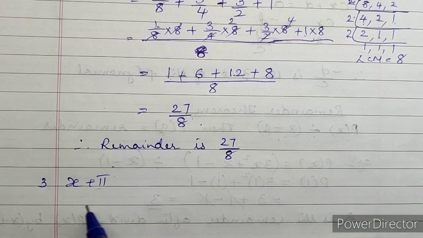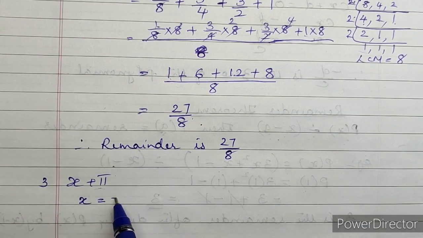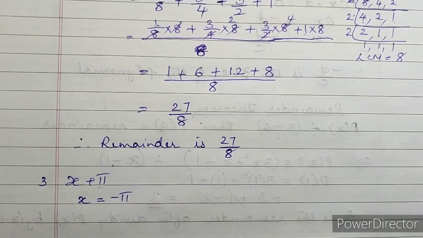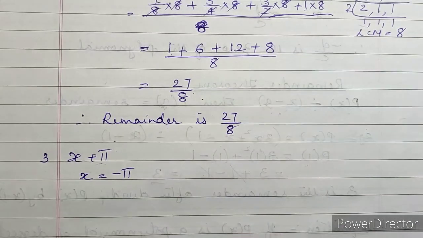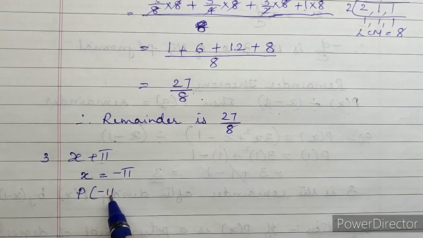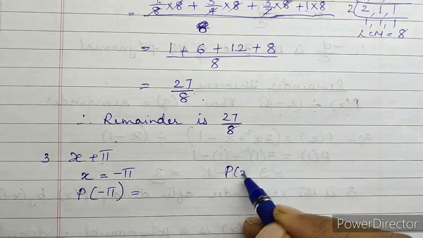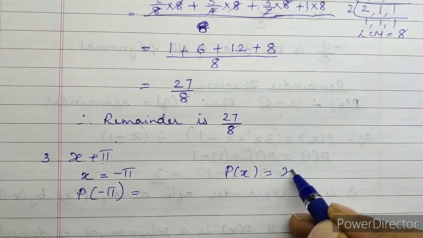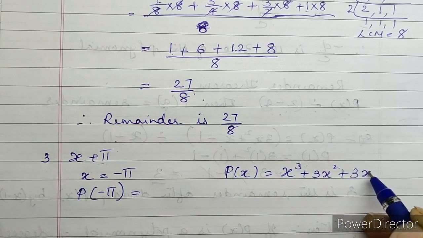X plus pi, what will be the value of x then? X, what you have to put? X is equal to minus pi. You have to put x as minus pi in the given polynomial. So p of minus pi. What is the given polynomial? P of x is equal to x cube plus 3x square plus 3x plus 1.